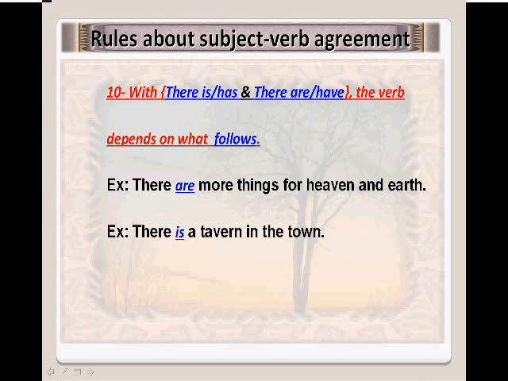There is a tavern in the town. Again here, why did I put is as singular? Because what came after it is tavern, and this is a singular word. That's why I had to put is.